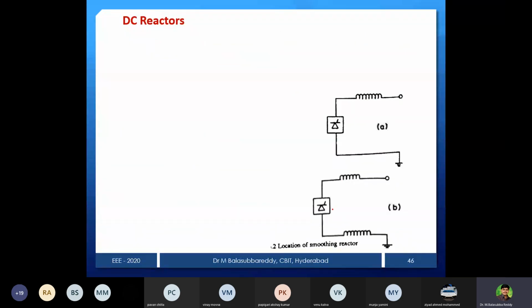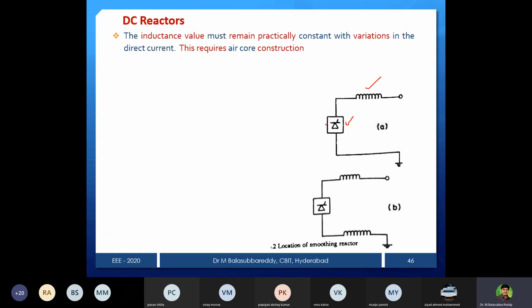Now this is the actual connection of how we use it as a reactor. I mentioned there is a controller, and in series with that you can connect the reactor. The inductance value must remain practically constant, because we cannot change it often, as it is a huge inductor value. Under dynamic conditions, we cannot change the value of the inductance often, so it will be practically constant with variations in the direct current.